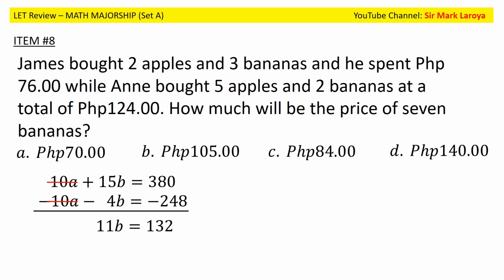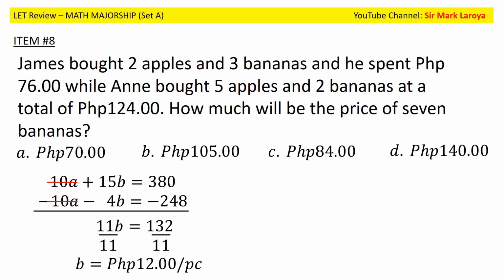So, yung variable b na lang ang natira, which is yun ang target natin, malaman natin yung value ng b, the price of a banana. And then, so, yung coefficient ni b na 11, we divide both sides by 11. So, 11 will be cancelled out. So, it will give us a value for b equal to 12 pesos. So, that means 12 pesos per piece of banana.